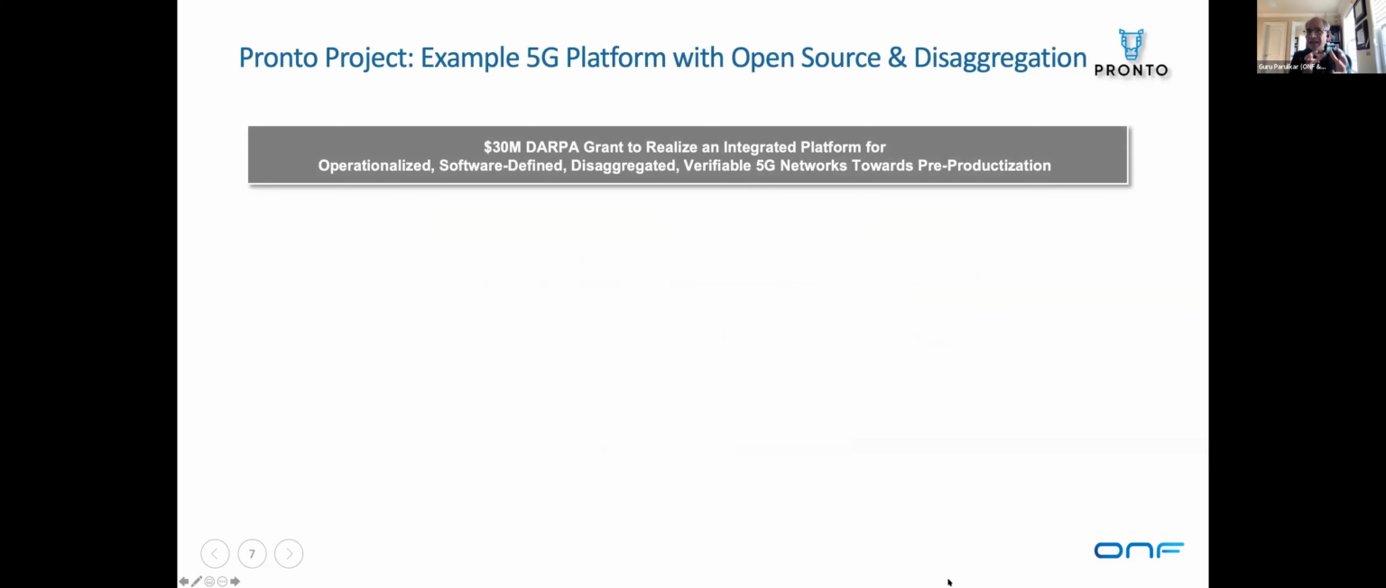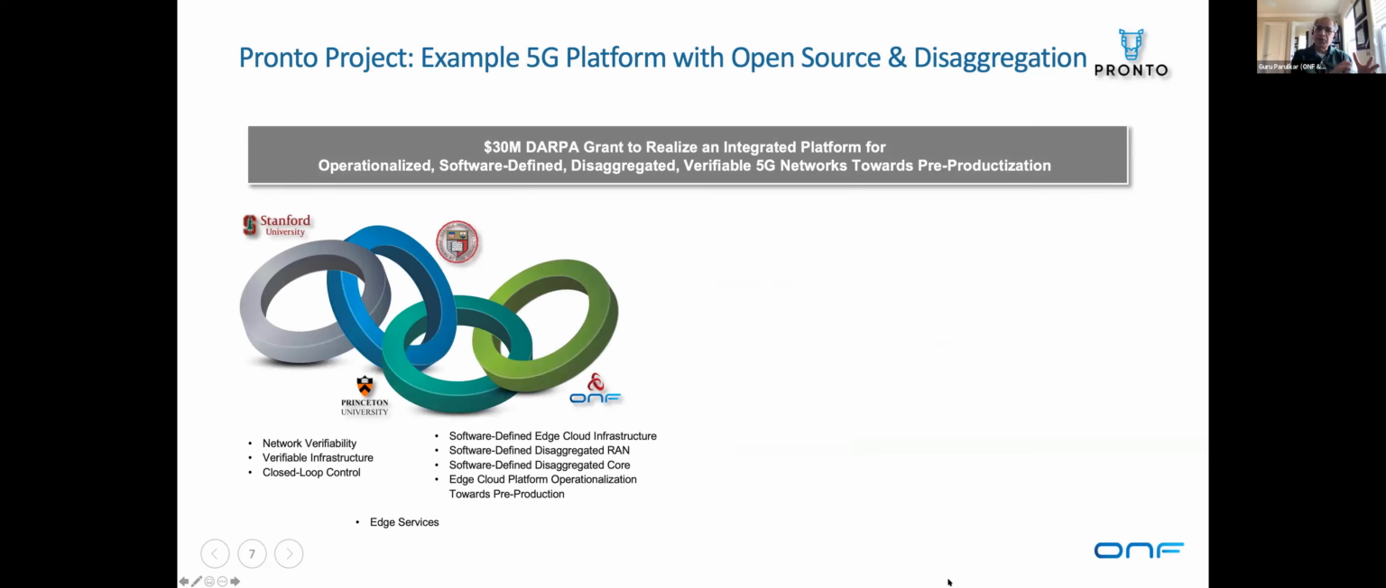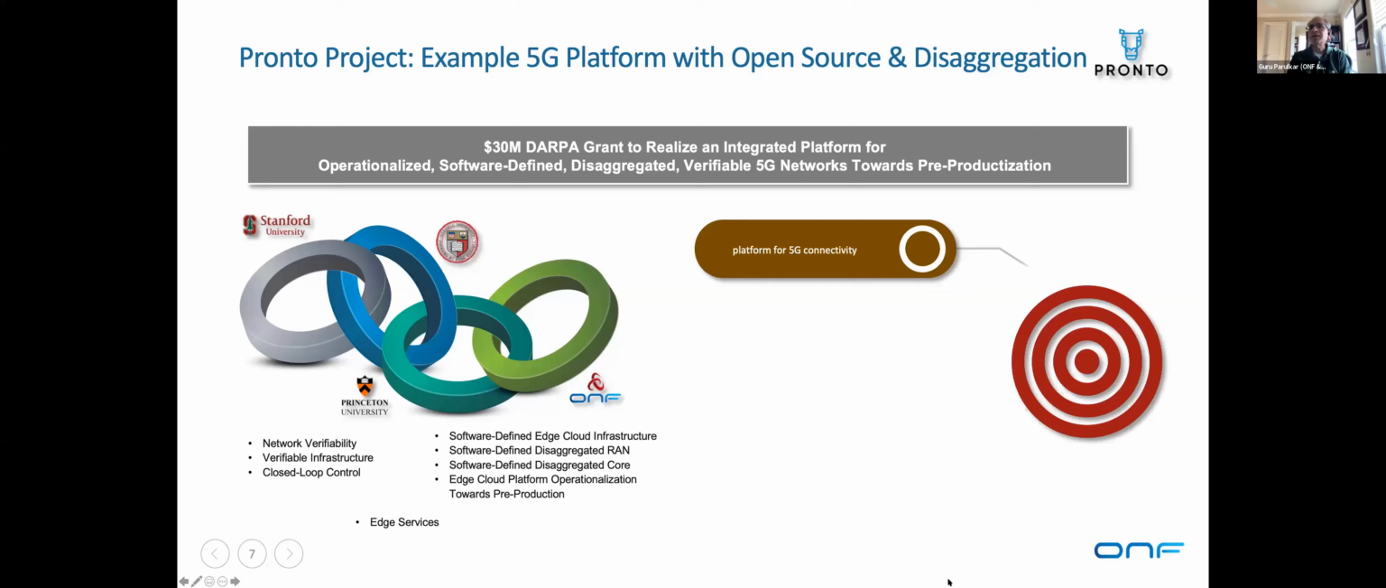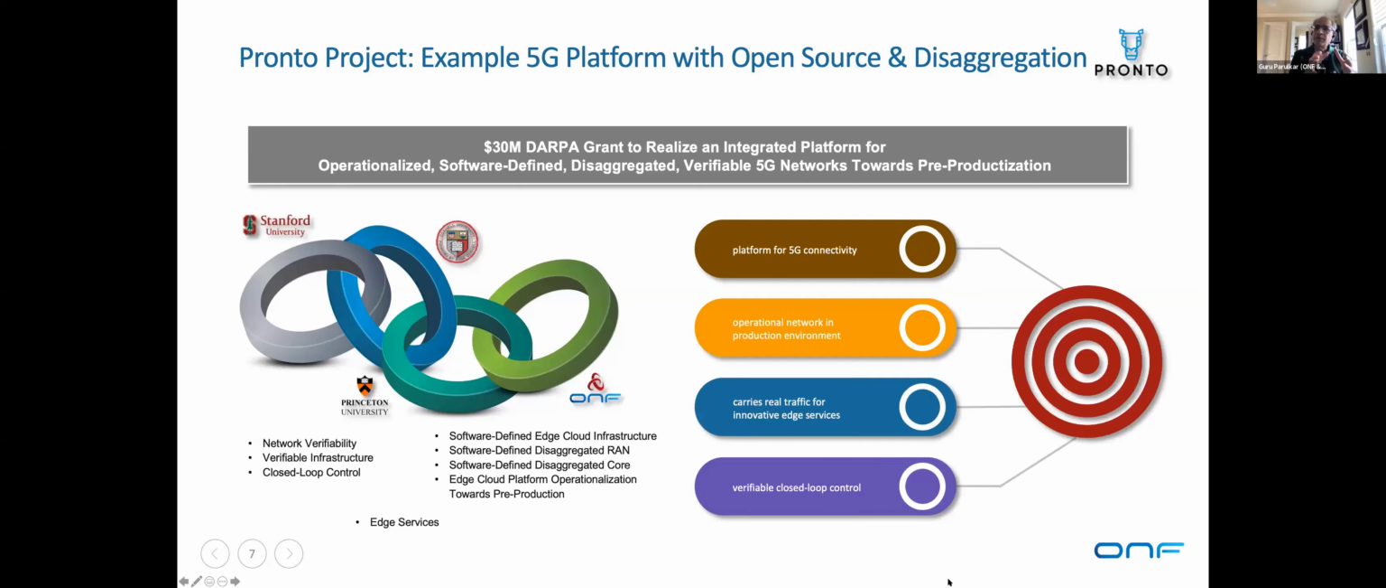Now, I'm going to talk to you about one example project that I'm personally involved in. It is called Pronto and Ether. It is funded by DARPA, where we have a collaboration among Stanford University, Cornell, Princeton, and the Open Networking Foundation. The Open Networking Foundation is responsible for building an open source 5G connected edge cloud platform and infrastructure with the community. And then we are working with the universities to allow them to do some very exciting and forward-looking research on this platform that has to do with network visibility, verifiable infrastructure, network verification, and closed loop control to deal with security problems, congestion, and network failures using very tight closed loop control. So this is an example project.